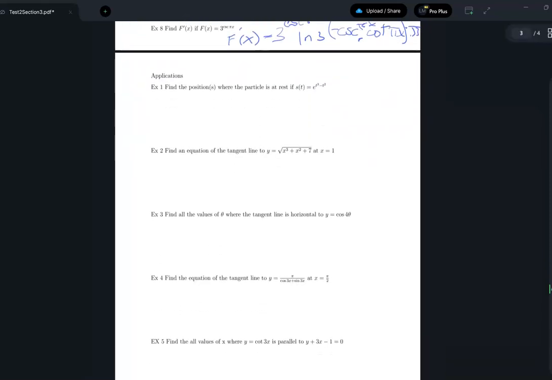Now we're going to move into some applications. So when the particle is at rest is the same thing as saying when the velocity is 0. And if I have the position, you know that the velocity is a derivative. So the derivative of e to the stuff will be e to the stuff times the derivative of stuff, which is 3t squared minus 2t. Setting this equal to 0.